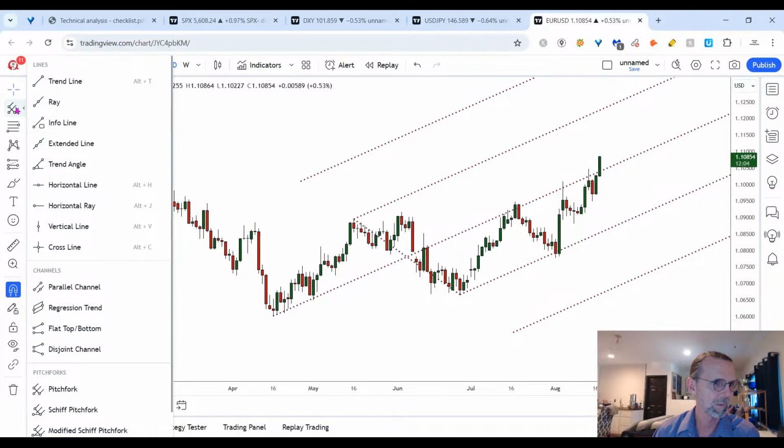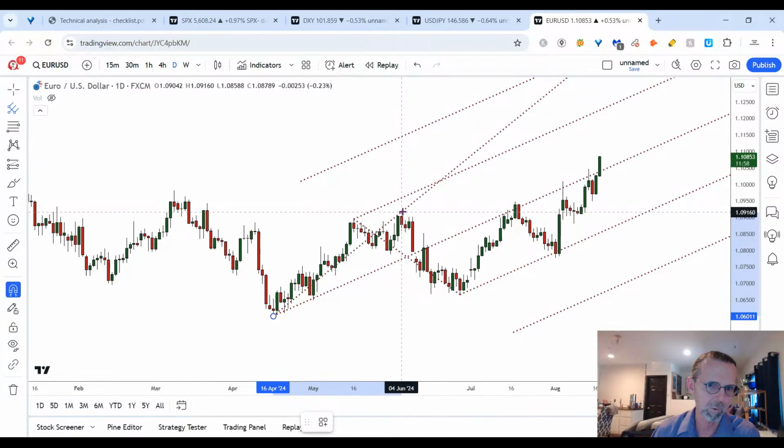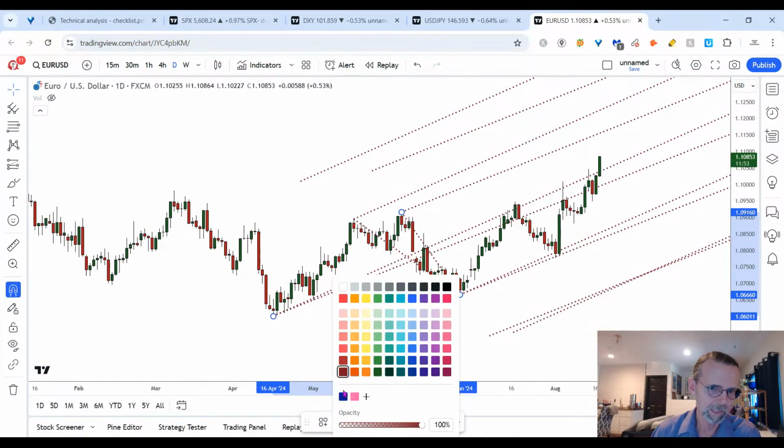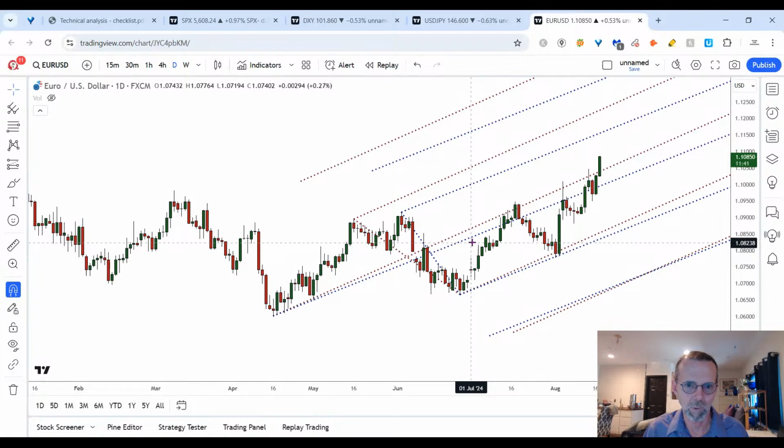Let's compare them. We'll draw another pitchfork and use the other pivot point, thusly, and change colors so we can see the difference. And so if we talk about this blue pitchfork, price is interacting with it, but it's kind of sloppy price action.